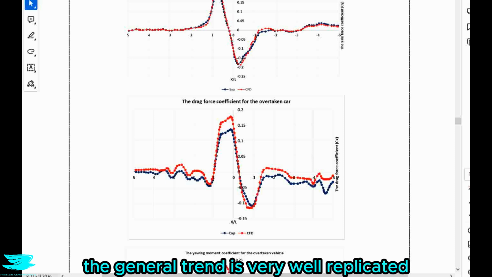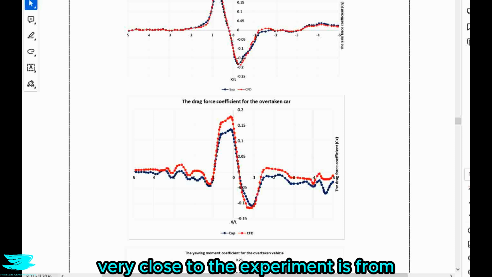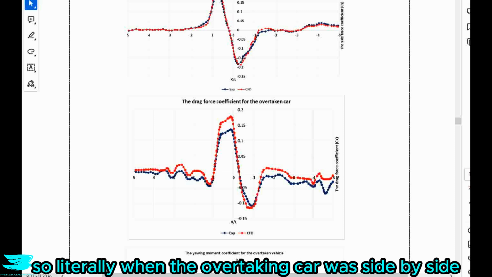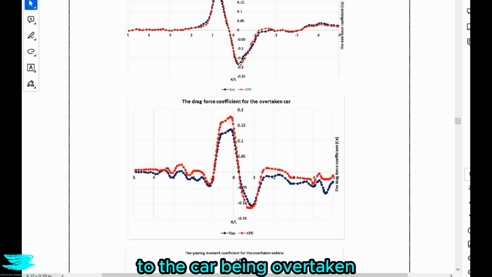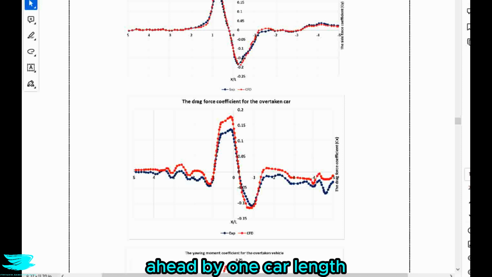The general trend is very well replicated, but the only point where the drag coefficient is very close to the experiments is from X on L position of 0 to about 1. So literally when the overtaking car is side by side to the car being overtaken, and then the overtaking car zooms ahead by 1 car length.